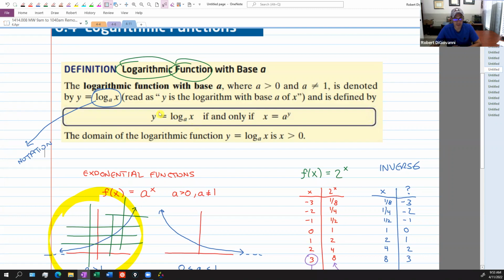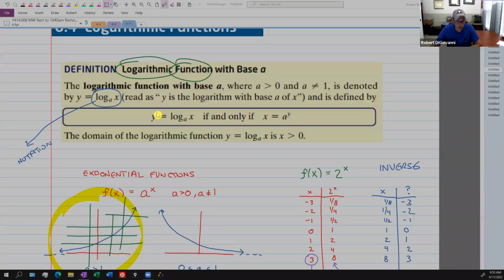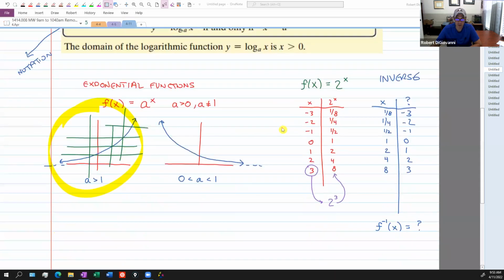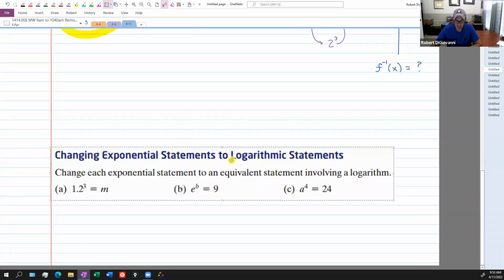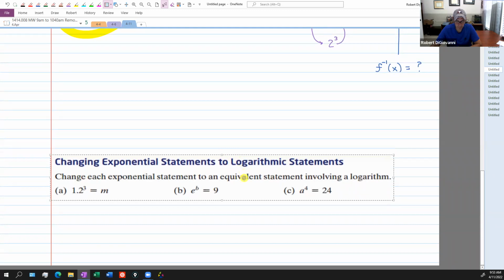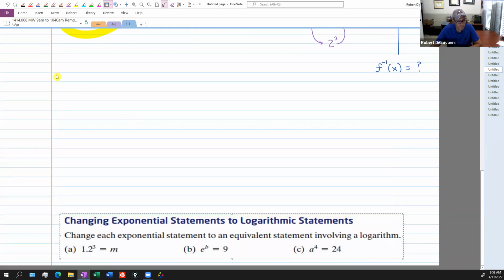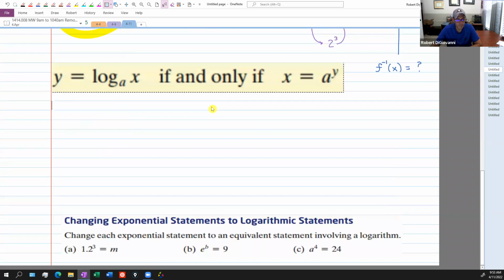And then we have this very important statement right here. This is what we're going to use. Let me move this down a little bit and put this right here. Let's read this real quick and then I'll try to explain it. It says that y is equal to log base a of x if and only if x is equal to a to the y.